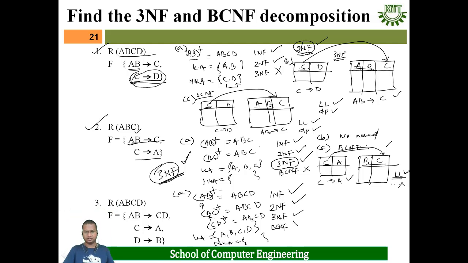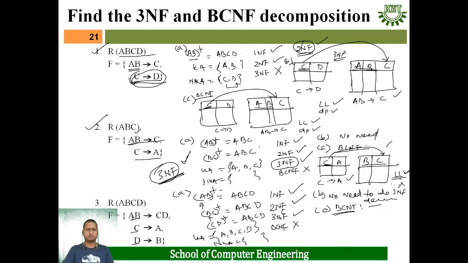It is not in BCNF because AB is the key, but in the other functional dependencies the left-hand sides are not keys. Okay, that's why it is not in BCNF. Then as it is in 3NF, no need to do 3NF decomposition. Now, in this case, we will do the BCNF decomposition.